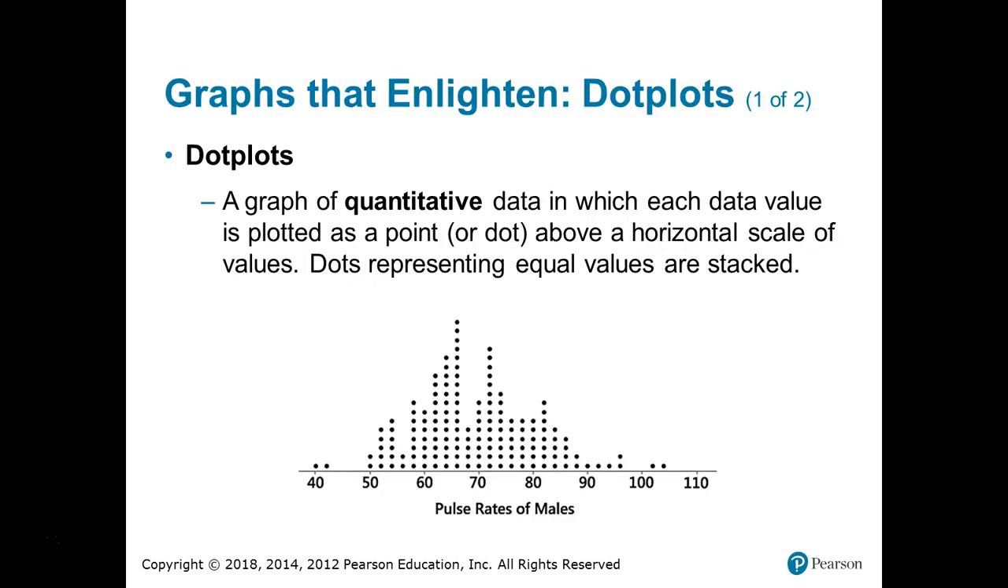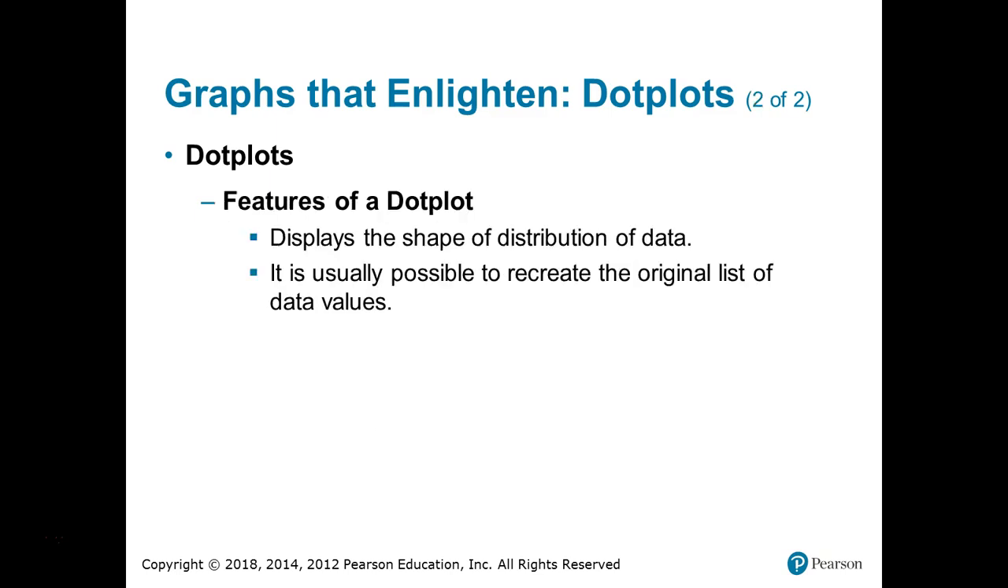So another common graph that we'll be using is a dot plot. A dot plot is a graph of quantitative data in which each data value is plotted as a point or a dot above a horizontal scale. So dots representing equal values are stacked. The features of a dot plot is it displays the shape of a distribution of data, and it is usually possible to recreate the original list of data values.